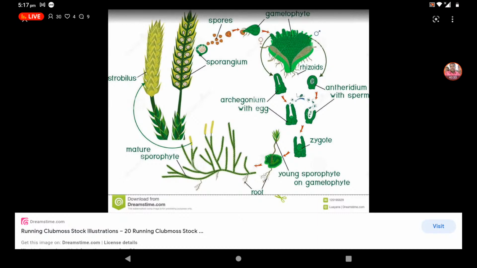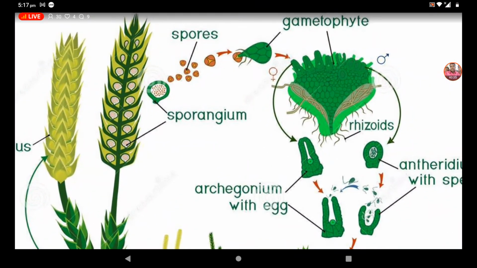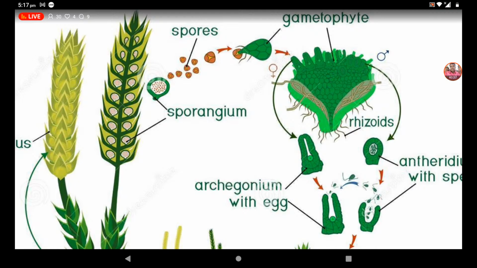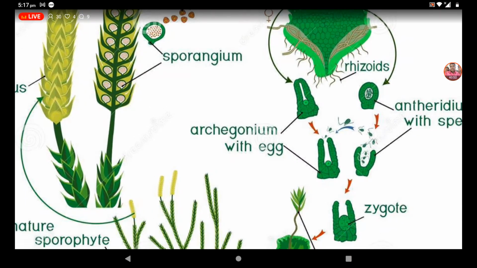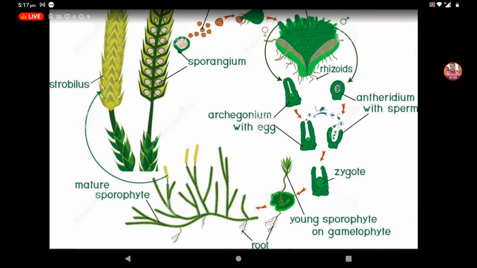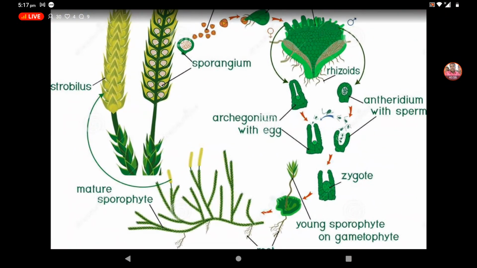If we take Thallophyta, only the gametophyte is dominant, and it is the only one able to synthesize food. In Bryophyta, the gametophyte is dominant, and in mosses the sporophyte is able to synthesize food even though it depends on the gametophyte for water. And coming to the Pteridophyta, gametophyte and sporophyte are both independent.